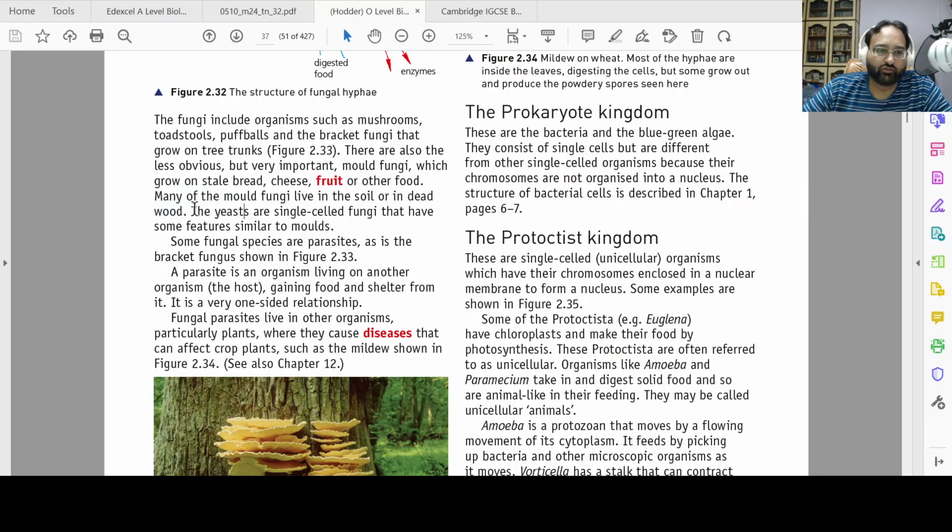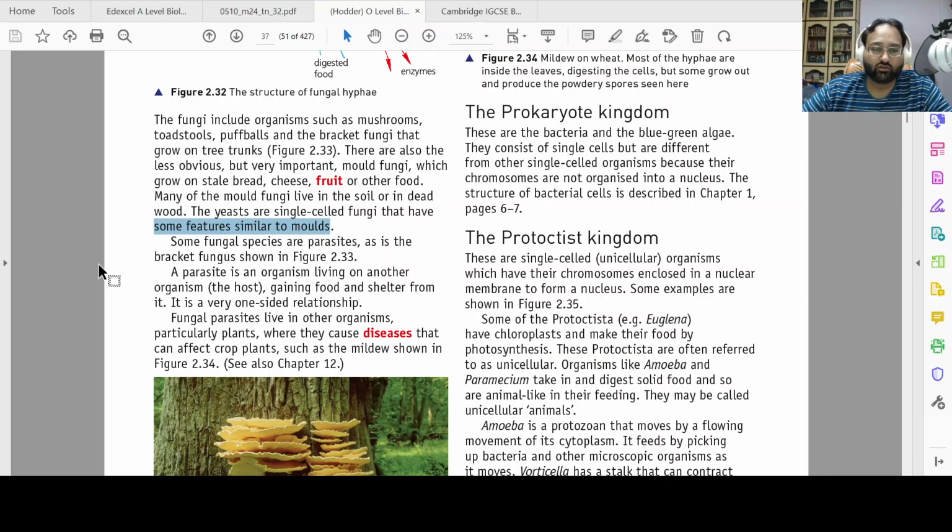Right. Then you've heard of yeast. Yeast is used a lot in baking. Have you heard of it? The yeast, yeah. That's also fungi. That's single-celled fungi. They have some features similar to molds. Now, obviously, you're using it in baking. You put it in, so the yeast are active, and they help raise the dough because of reactions that we'll talk about later.